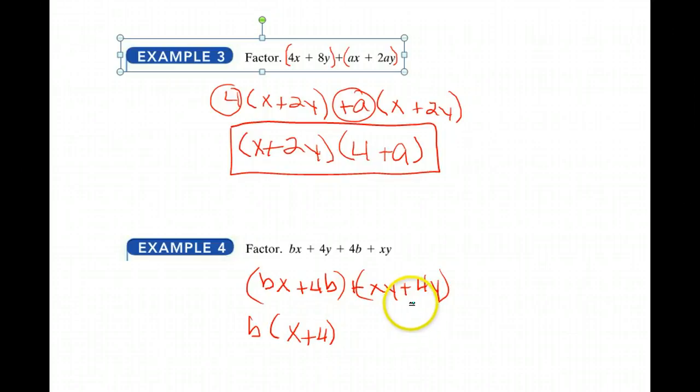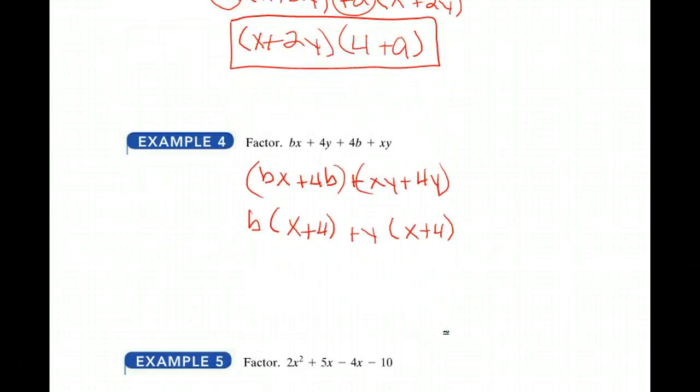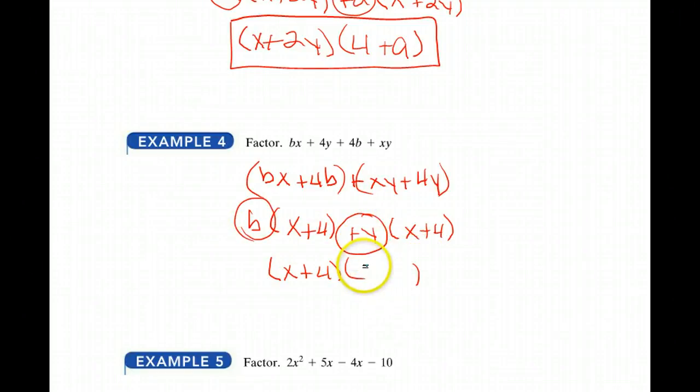Do I have a GCF in my second group now? I do. It's y. When I factor out that y, I'm left with x plus 4. Do my groups match? They sure do. Since my groups match, I'm allowed to drop it down and create a new group from what's left over in my line of b plus y.